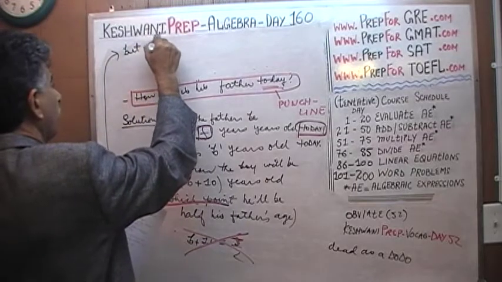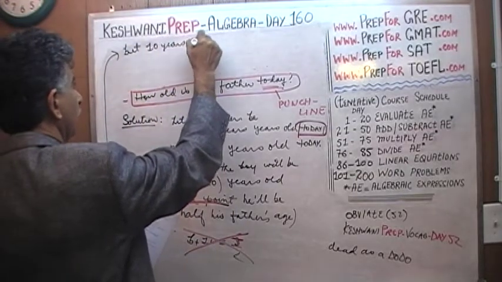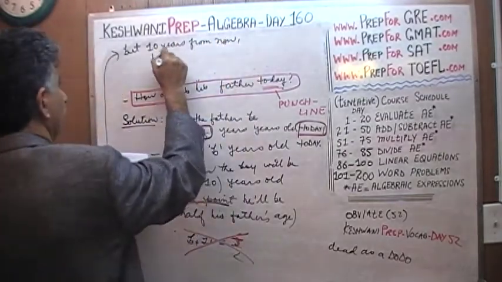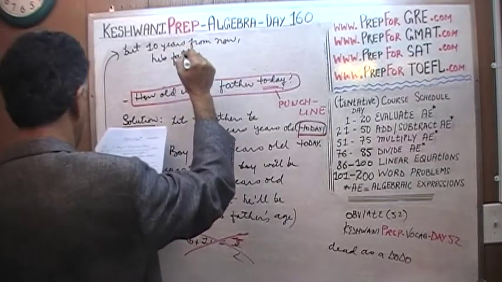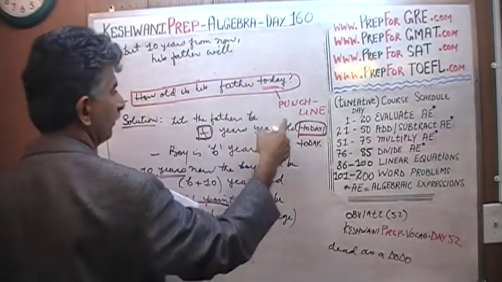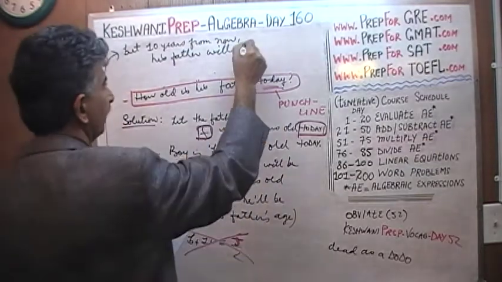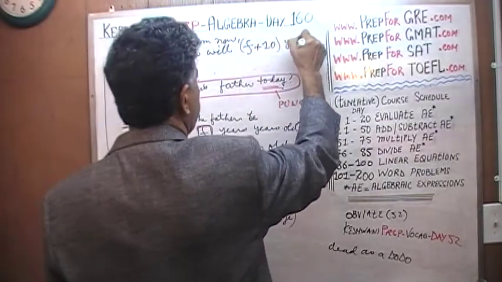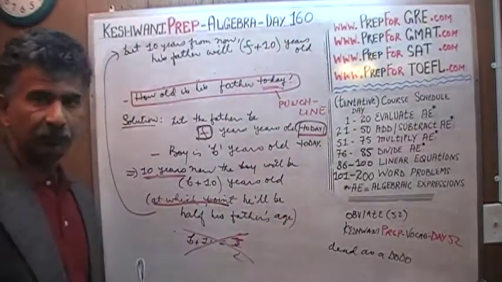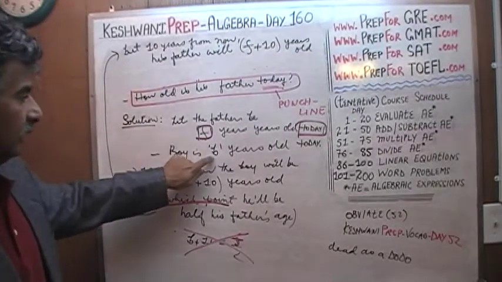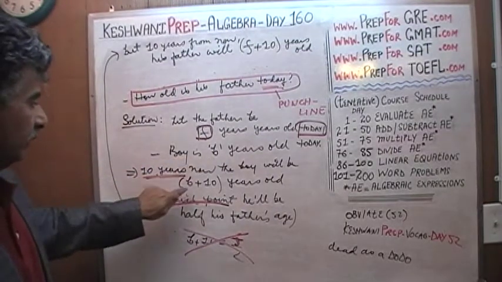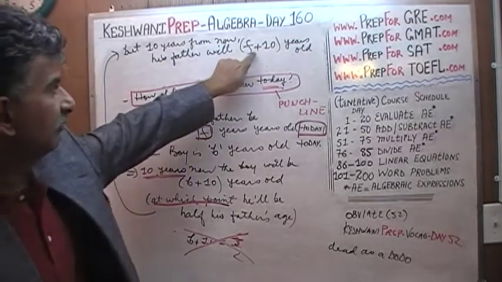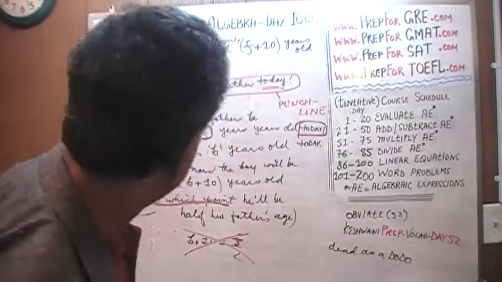But 10 years from now, his father will be whatever his current age is today, which we're calling f, plus 10 more. Just like the boy. If the boy is b years old today, then 10 years from now he'll be b plus 10. Just like that. If father is f years old today, then 10 years from now he should be f plus 10.